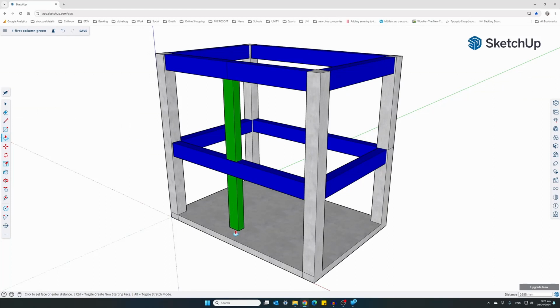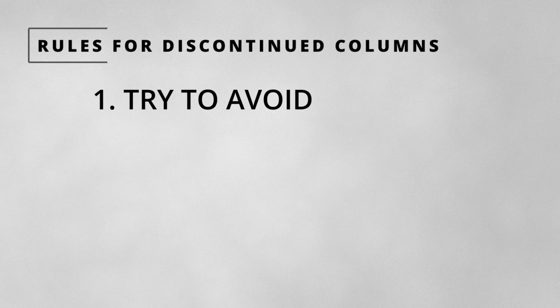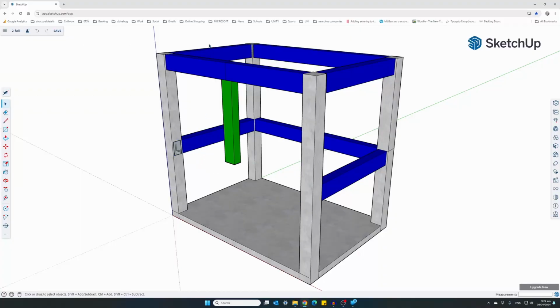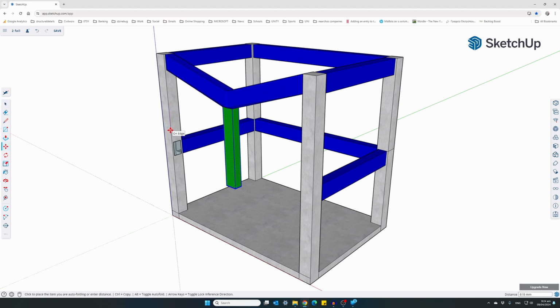A discontinued column is a column that is not supported directly onto the foundation, but rather onto a primary beam at a higher level. This is allowed under certain conditions, but design codes stress the fact that they should be avoided if possible. And this brings us to the first rule. Try to avoid discontinued columns if not 100% necessary. And the reason is, if the primary beam fails, then the whole structure will collapse.